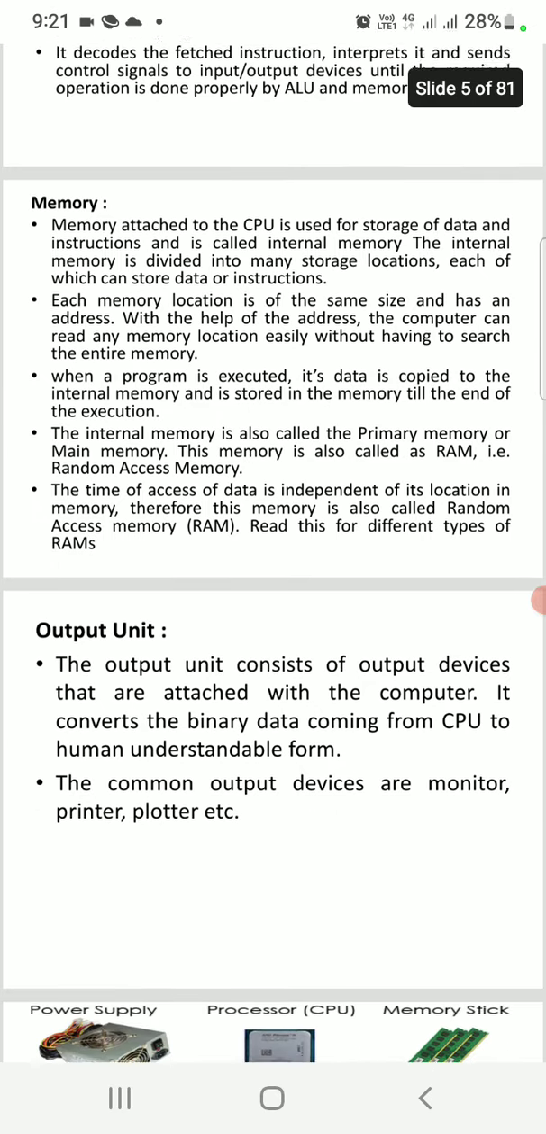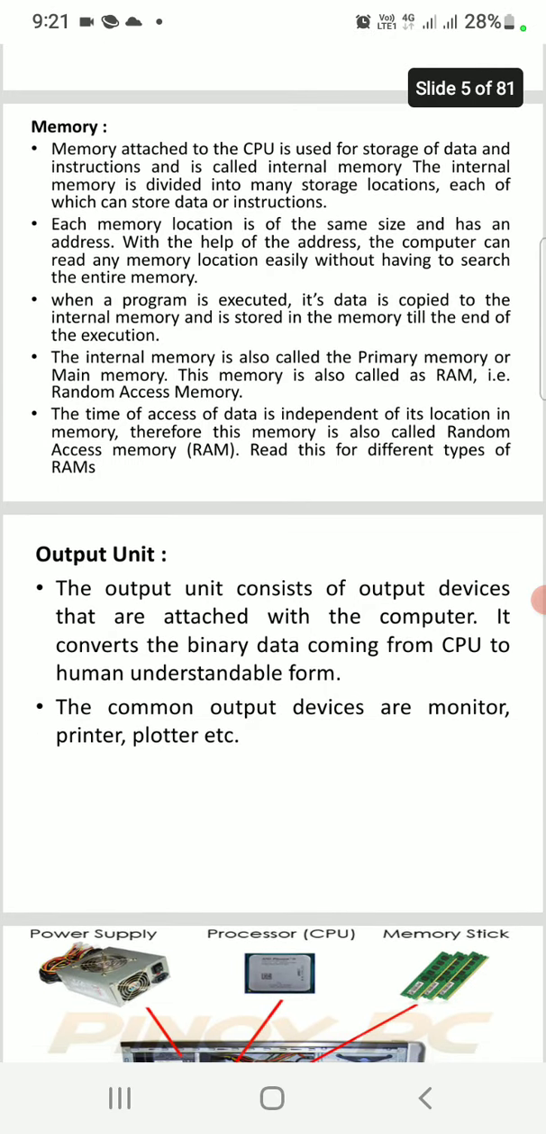The next one is called the output unit. We know the output devices; a monitor is one example. The output unit consists of output devices that are attached to the computer. It converts the binary data coming from the CPU to a human understandable form. The common output devices are monitor, printer, plotter, etc.